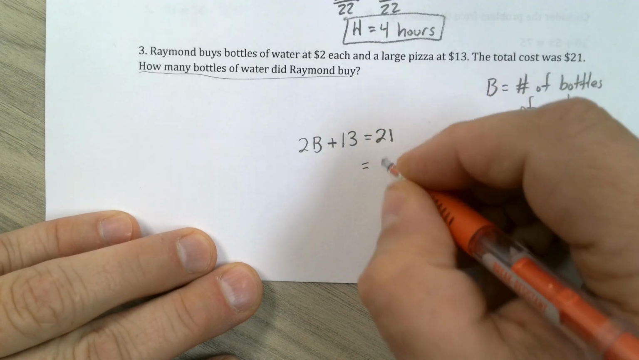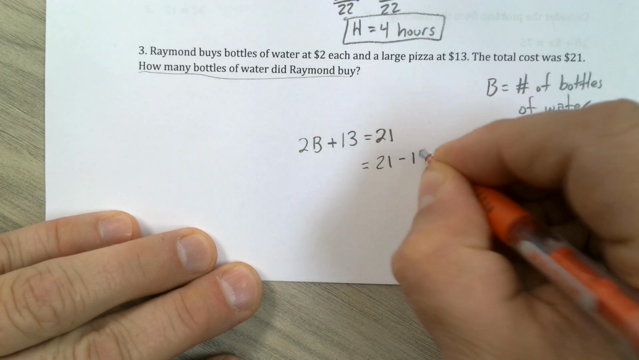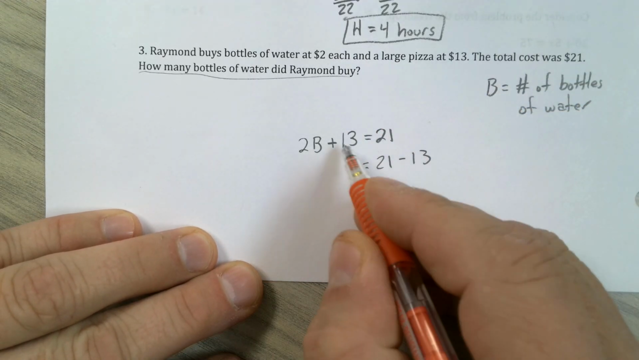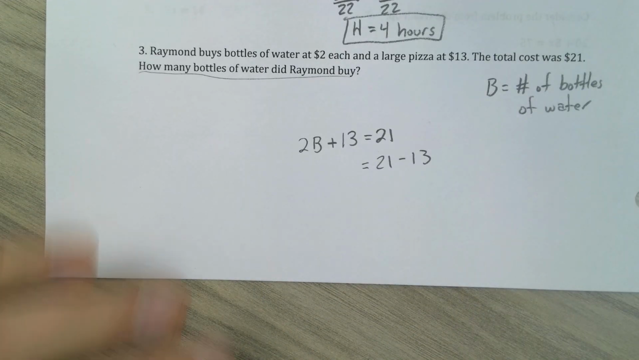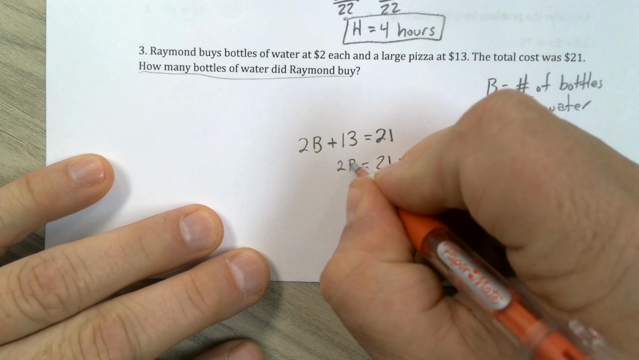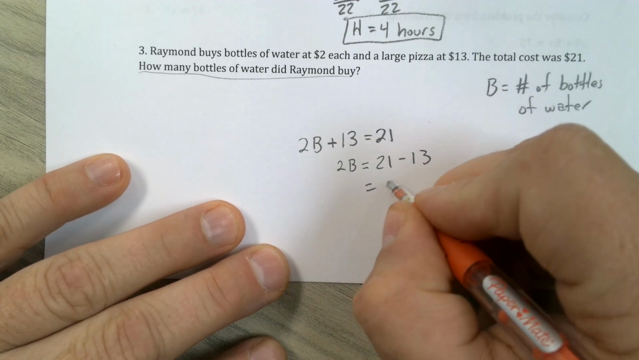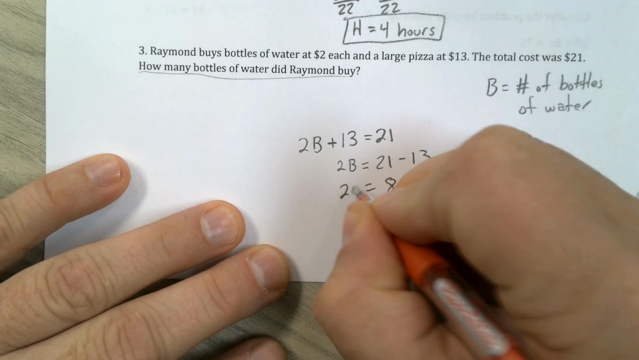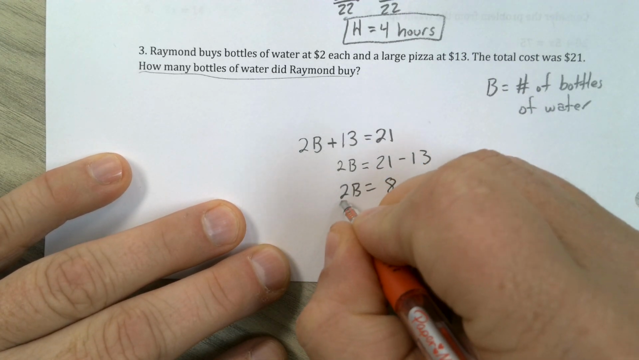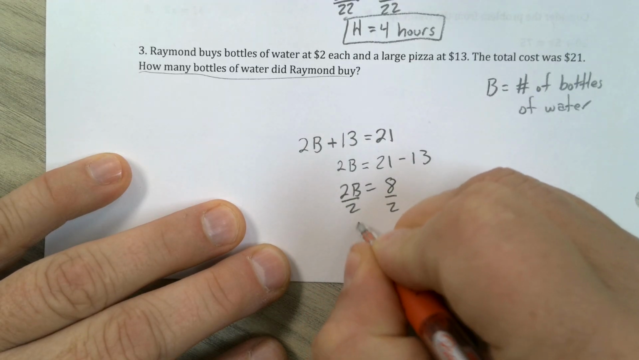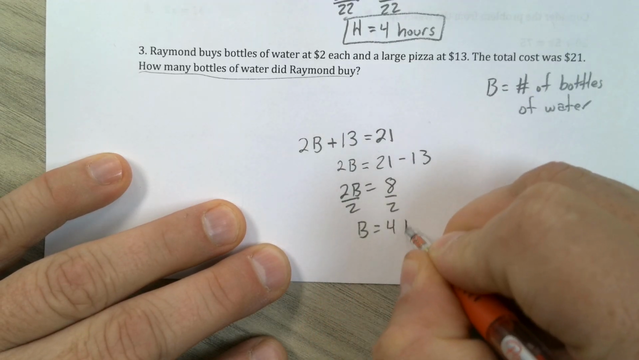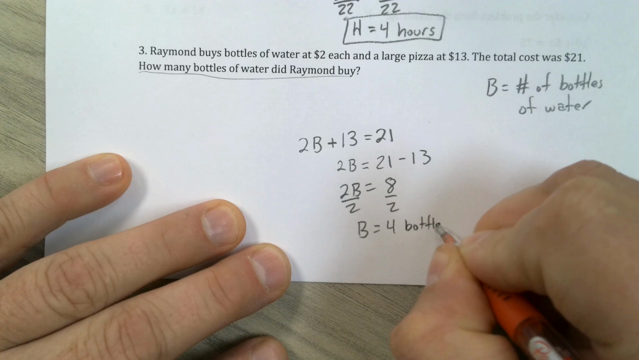We'll flip the 13 so that we have only our number terms on this side. Remember, when we flip, we do change the sign. Bring down 2b. Then we will go ahead and fight the war here. So you subtract, that's going to be 8. And so we have 2b equals 8, and we'll divide both sides by 2, which gives us 4 bottles of water.